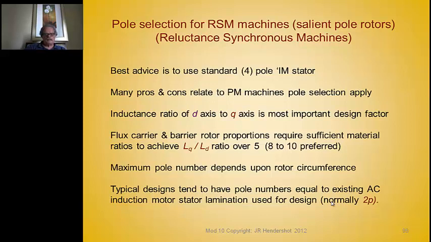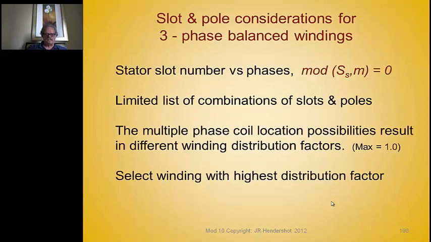And the maximum pole number that is allowed is similar to the induction motor, not because of leakage, but because of the ability to produce a high inductance ratio. You need a certain arc length, a circumference arc between the Q and D axis, to be able to get a decent inductance ratio. Typical designs tend to have pole numbers equal to an AC induction motor of the same capacity.